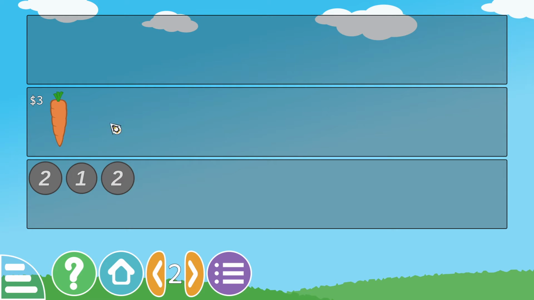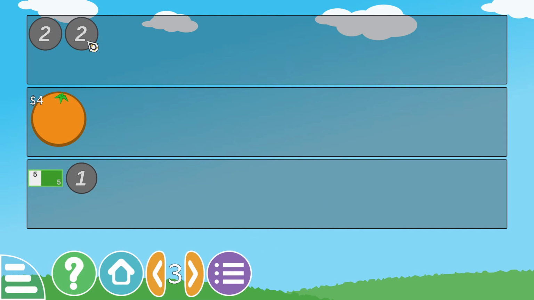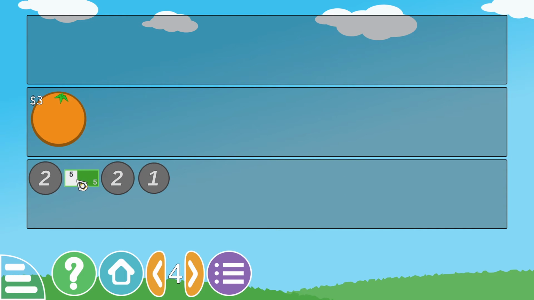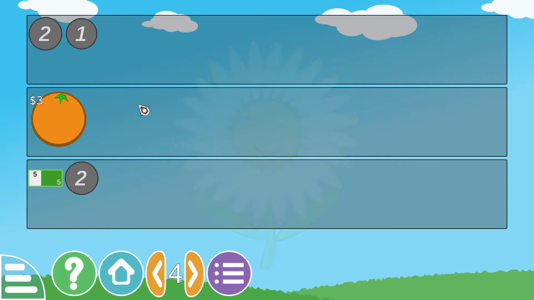So for $3 for the carrot, we give them a $2 coin and a $1 coin. So $4 for the orange, we'll give them 2 $2 coins. So I could have given them a $5 note and gotten 2 change, but this exercise wants us to give us exact change.